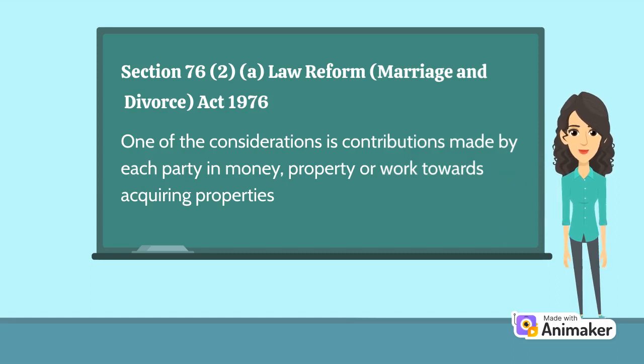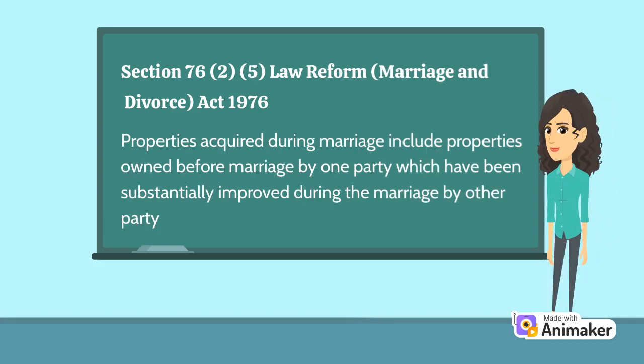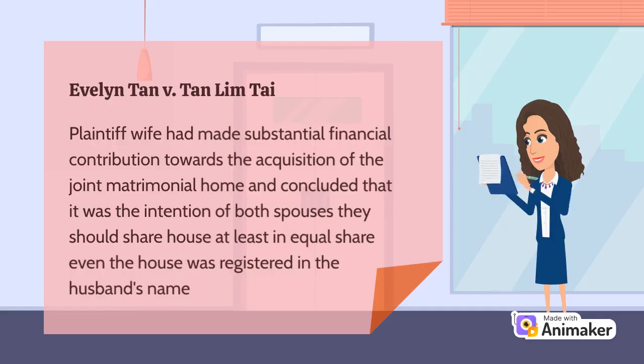Section 76 Clause 2 Clause A mentions one of the considerations, which is the contribution made by each party in money, property or work towards the acquiring of the properties. Section 76 Clause 5 can also be taken into account, as the properties acquired during a marriage include properties owned before the marriage by one party which have been substantially improved during the marriage by the other party or by their joint efforts. There are a few cases that can be referred to.